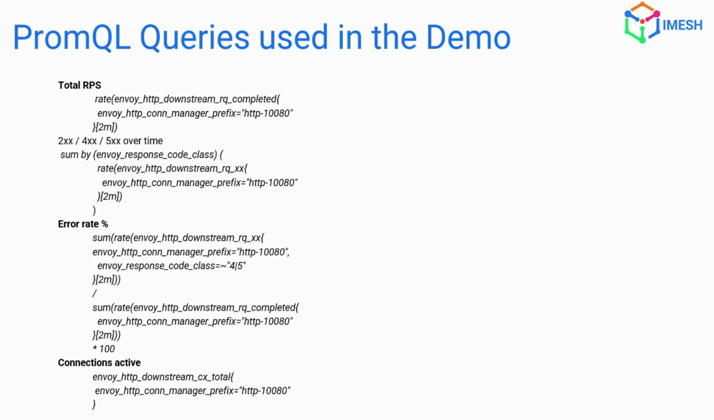Let's explore the PromQL queries used in the demo. We calculate total requests per second using the rate of completed requests. For response codes, we sum by class over time. Error rate percentage is derived from the ratio of 4xx and 5xx responses to total completed requests. Active connections are tracked by total downstream connections. Now let's go to the demo.